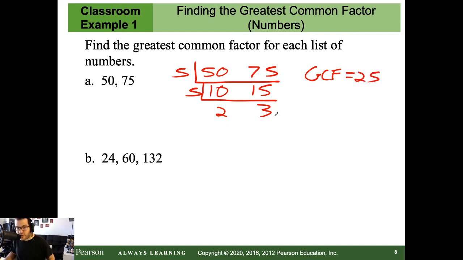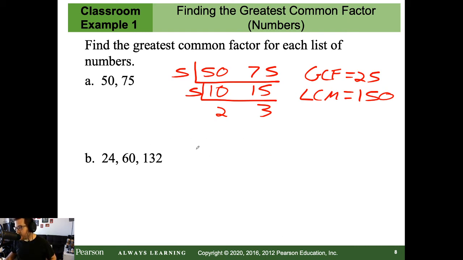Now, the neat thing about using this method, if we're trying to find the least common multiple, all we do is 25 times 2, which is 50, times 3, which is 150, and then we get our least common multiple as well. Not that we're looking at least common multiples now, but if we were, that's how we would do it.